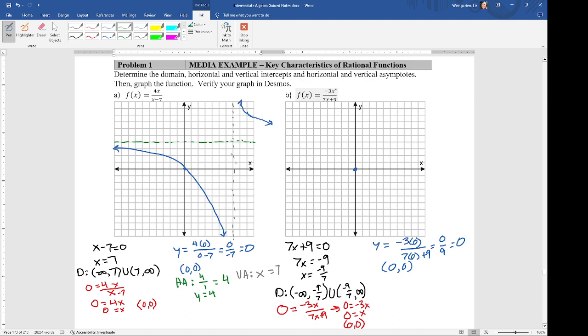Horizontal asymptote. The degree on the top is the same as the degree on the bottom, so we're taking the ratio of the coefficients. Our horizontal asymptote is going to be at negative 3/7, and that is going to be equal to y because it's a horizontal asymptote. Vertical asymptote is the number that is not allowed in our domain. It's always going to be x, and x equals negative 9/7. So negative 9/7, it's just less than 1. And negative 3/7 is just less than a half.